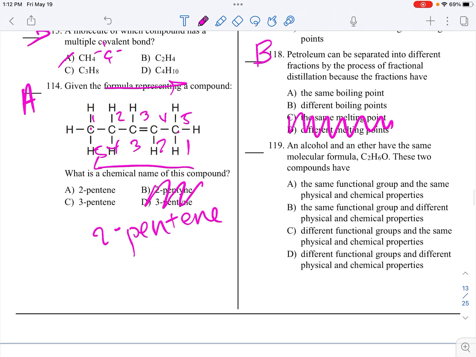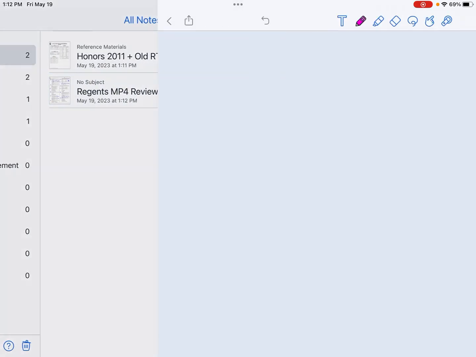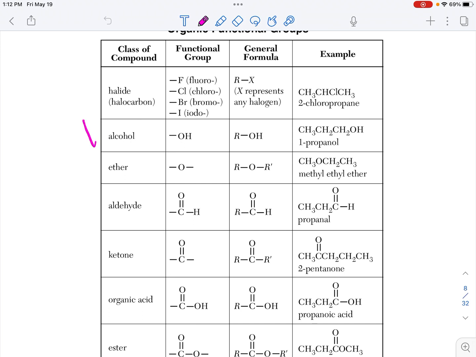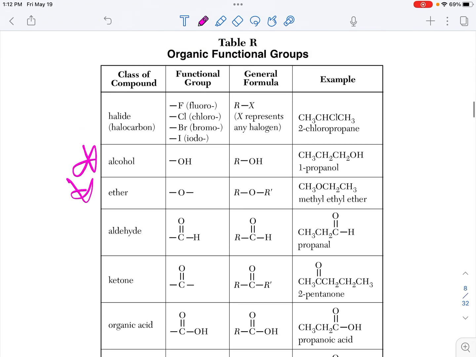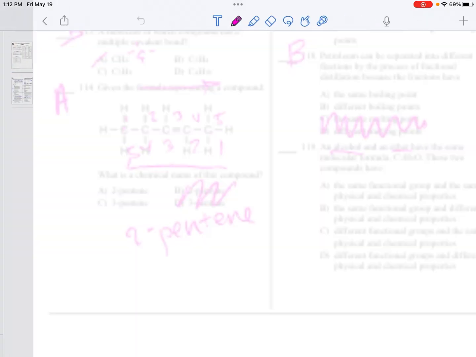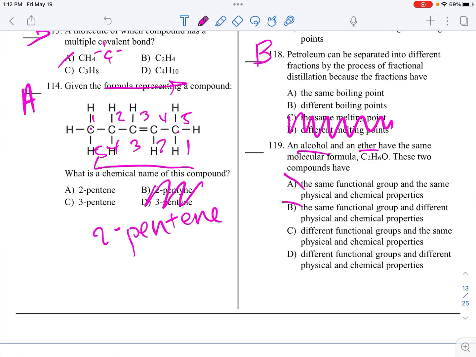Alcohol and ether have the same molecular formula, C2H6O. So talk to me about functional groups and properties. First of all, alcohol and ether are 2 different functional groups. See how they're 2 different categories? So it's got to be the different functional groups. And since they have different functional groups, their structures are different, and so they have different properties. So 119 is D.